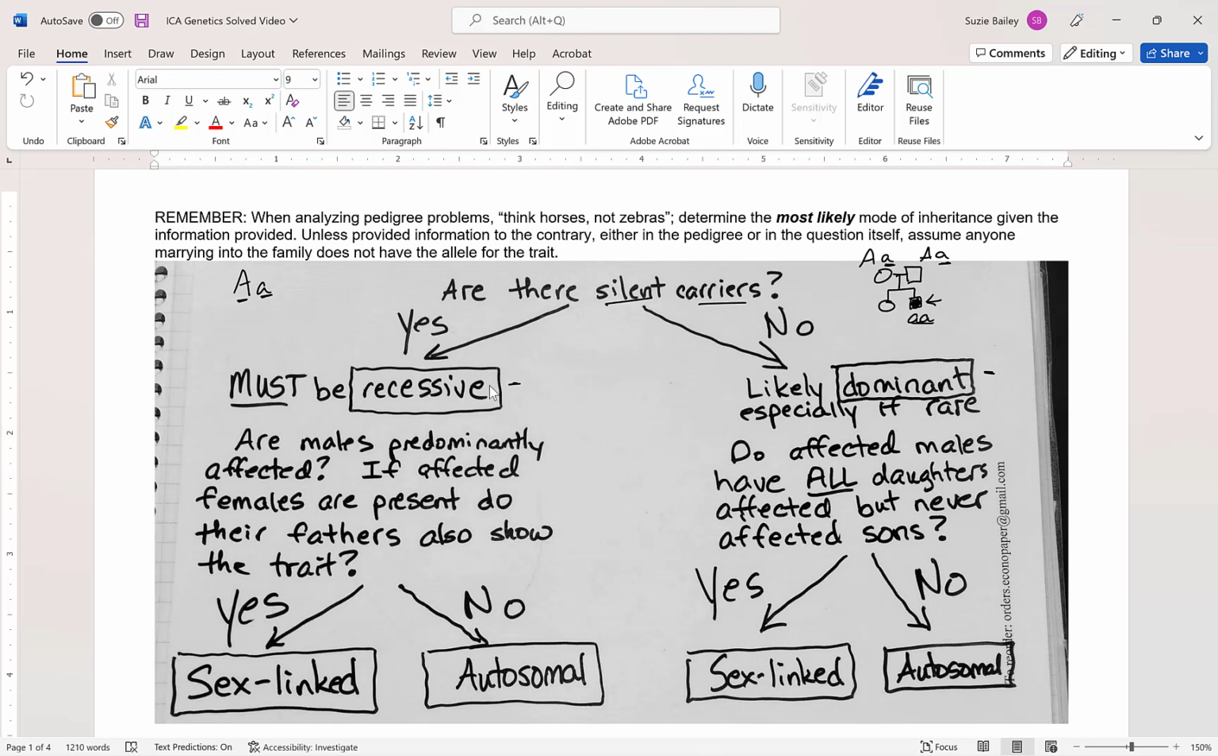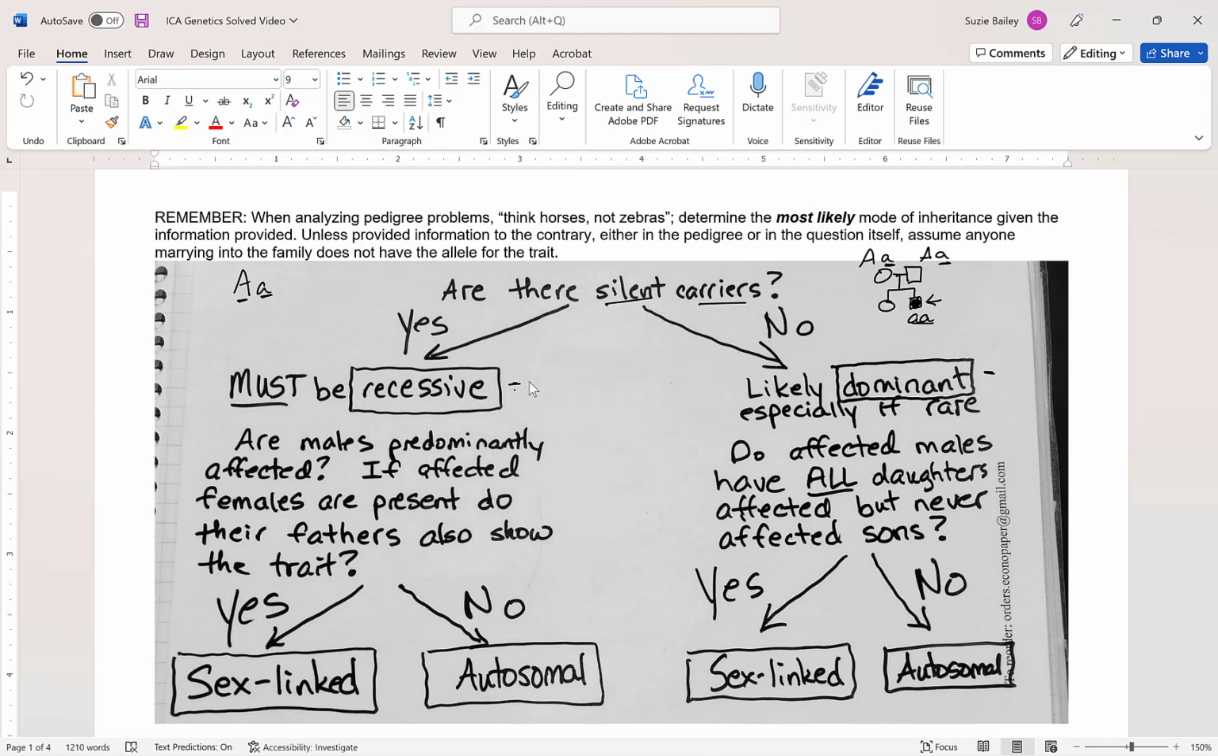So that's what we're looking for. In evaluating a pedigree, we're going to be looking for silent carriers. If we see any silent carriers, that trait must be recessive, because it's not possible to be a silent carrier for a dominant trait. If a trait is dominant, having even one of those dominant alleles is going to mean that you show the trait, right? So it's not possible to have silent carriers for a dominant trait.